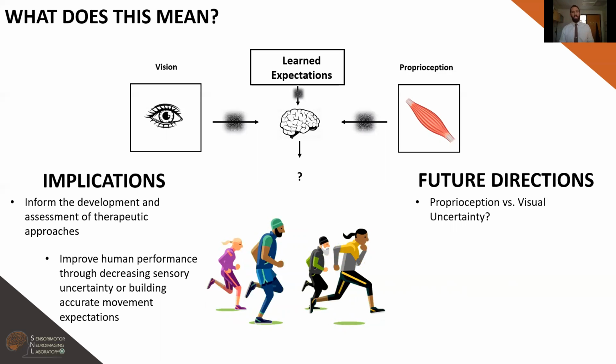Looking forward, we plan to explore the role of proprioceptive uncertainty in the Bayesian framework and how it contributes to overall sensory motor function.